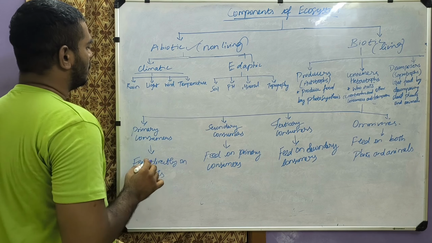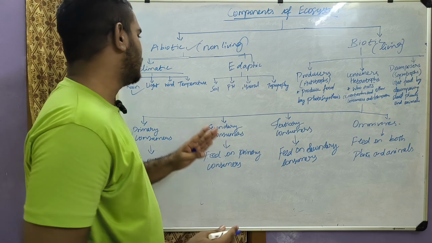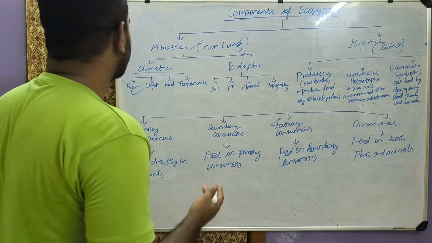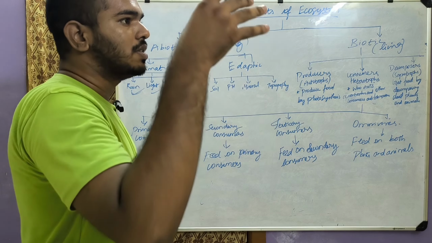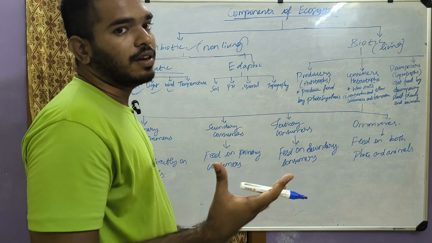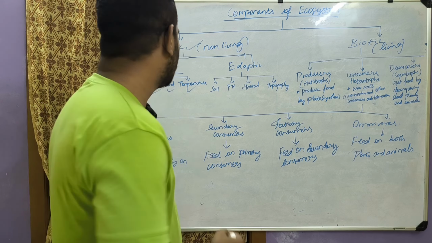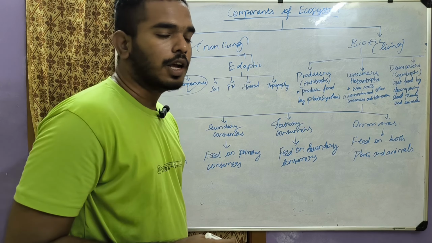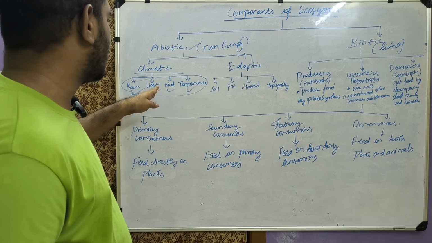So the climatic part consists of rain. These abiotic components depend upon the rain first. Then light, how much light comes from the sun. Then wind, then temperature. So these are all the climatic abiotic components of an ecosystem. The ecosystem depends upon these climatic components.